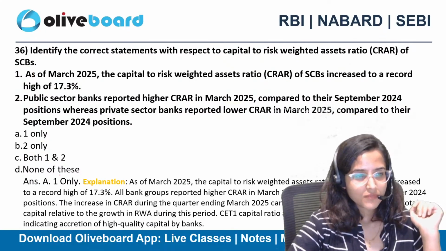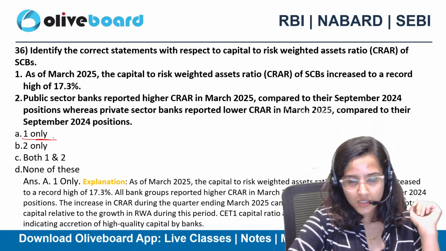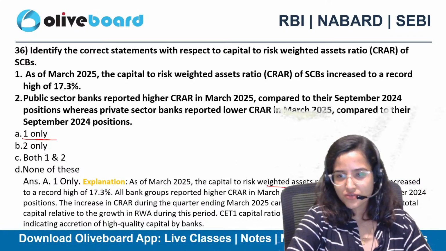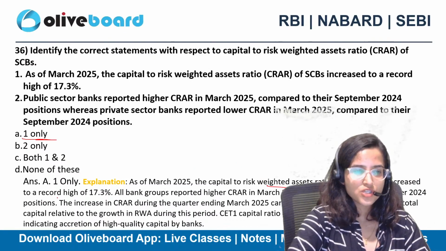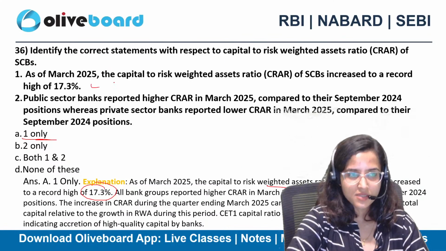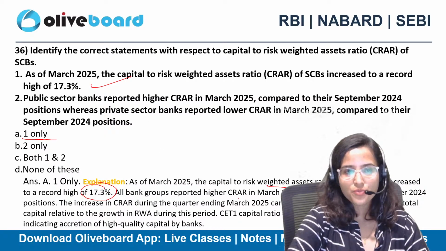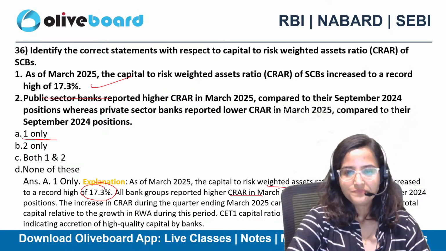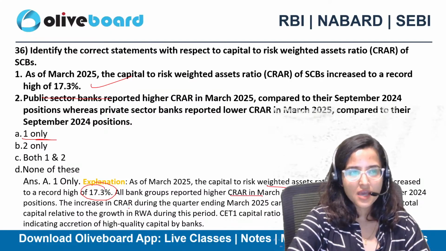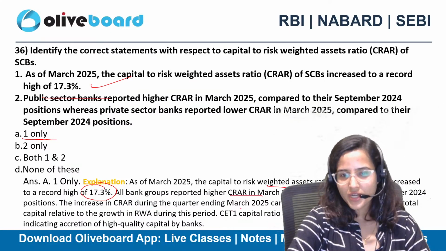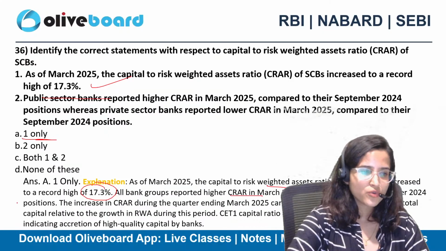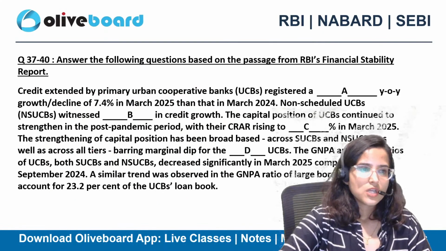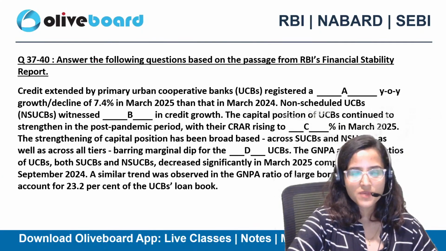Sorry. So the answer is one only. As of March 25, the capital to risk weighted asset ratio of scheduled commercial banks increased to a record high of 17.3%. This is correct. All bank groups reported higher CRAR in March. Okay, not only public sector banks. The increase in CRAR during quarter ending March 25 can be attributed to higher growth in total capital relative to growth. Okay, चलिए. Question 37 to 40 is based on this paragraph.